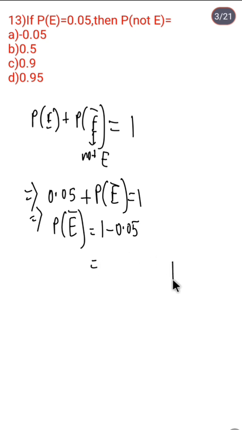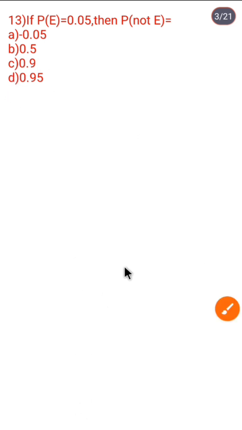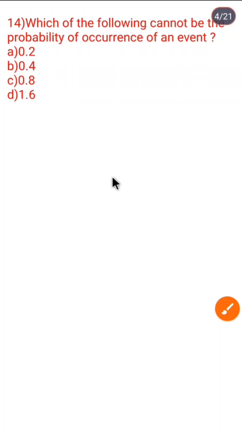How to do this? 1 minus 0.05 is 0.95. Option D.